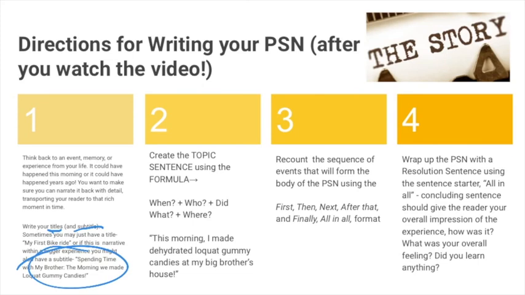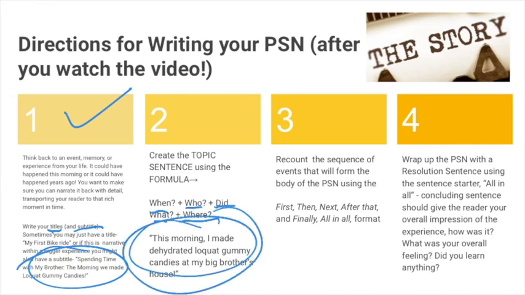So after you're done with your first step, then you go to the second step. You create the topic sentence using a very specific formula. When plus who plus did what plus where. This morning, that's my when, I made dehydrated Loquat Gummy Candies at my big brother's house. When plus who plus did what plus where. That's how all of the personal sequence narratives will start out.